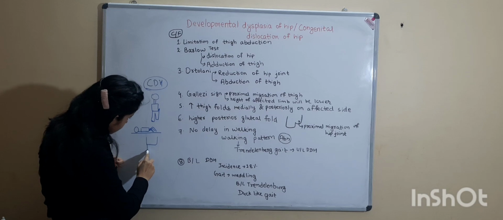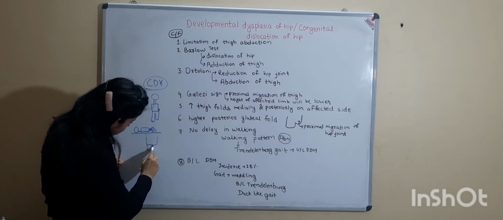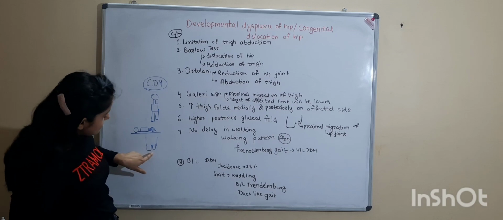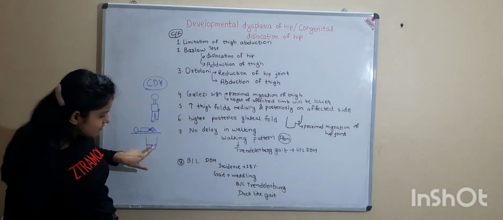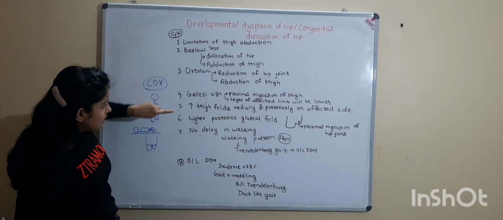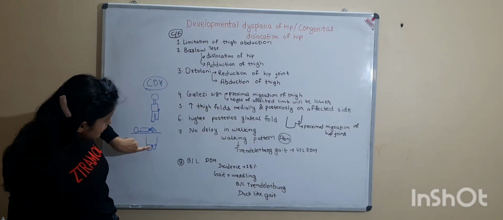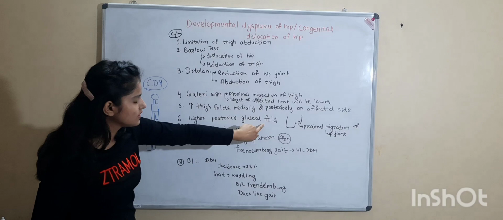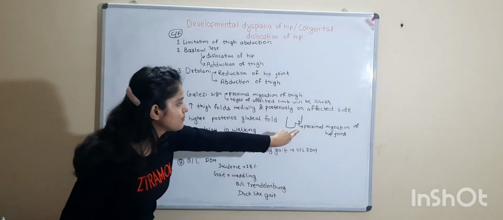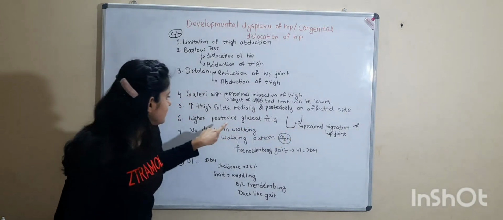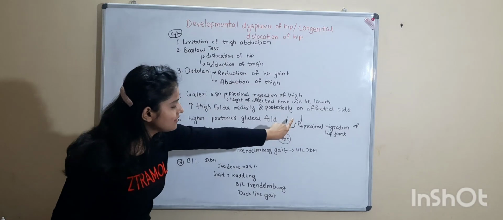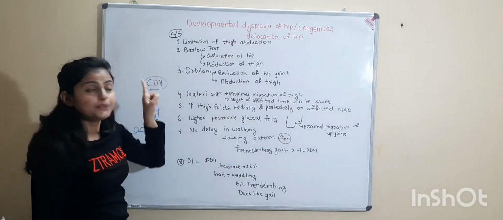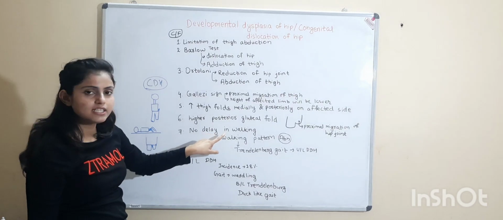Suppose this is the increased thigh fold, as there is proximal migration of the thigh. Increased thigh folds will be seen medially and posteriorly. Higher posterior gluteal fold. As there is proximal migration of the hip joint, the posterior gluteal fold will also migrate in the proximal direction. Due to DDH, there will be no delay in walking of the child.